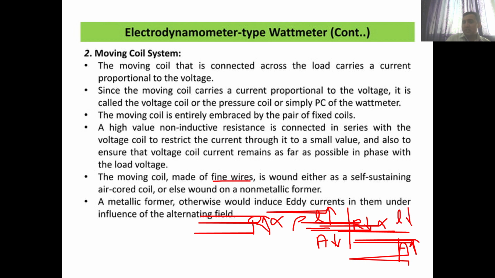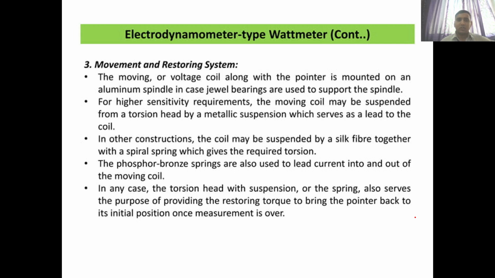So we have a small turn ratio with thick wire in the ammeter case, in the case of the fixed coil system. And another thing is called the moment for the restoring system.